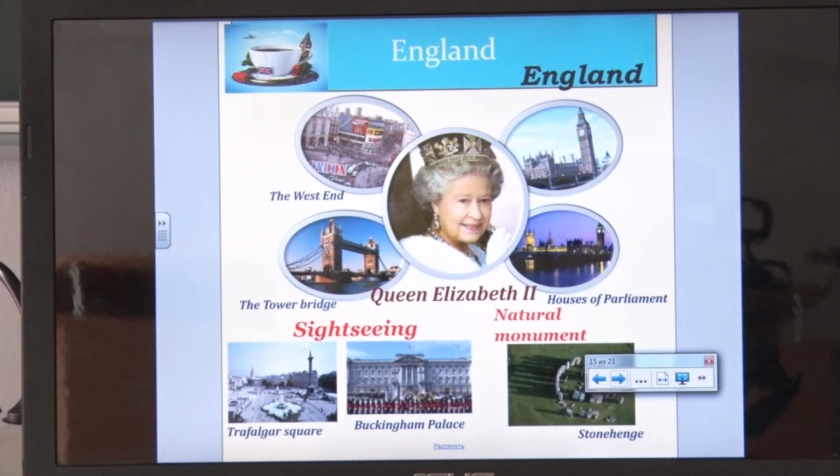What can you mention if you write about England? Of course, the center of this country is Queen Elizabeth II, her role in the world. You know that her birthday is still celebrated in all of the country by all common people, and her full name is Elizabeth Alexandra Mary Windsor.